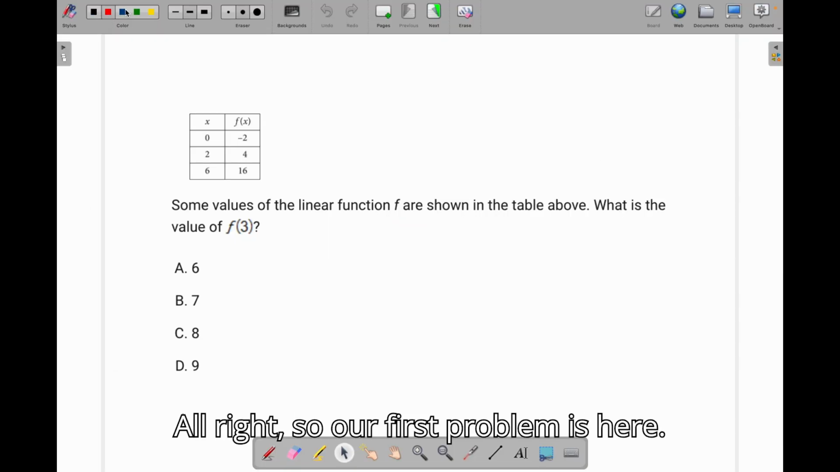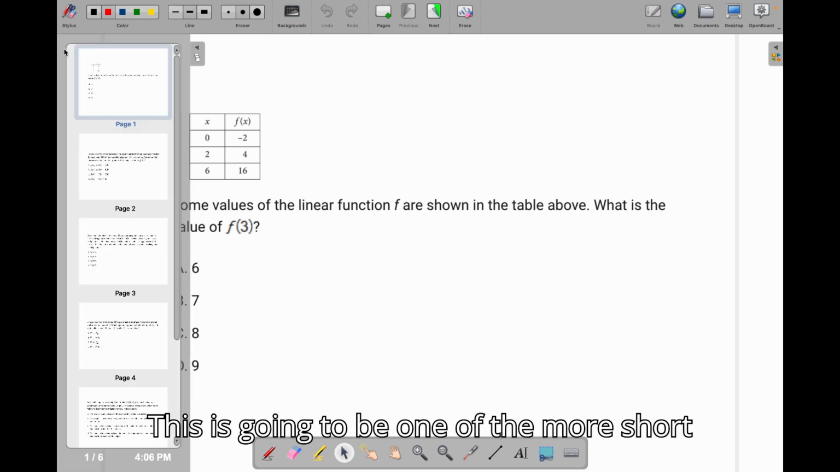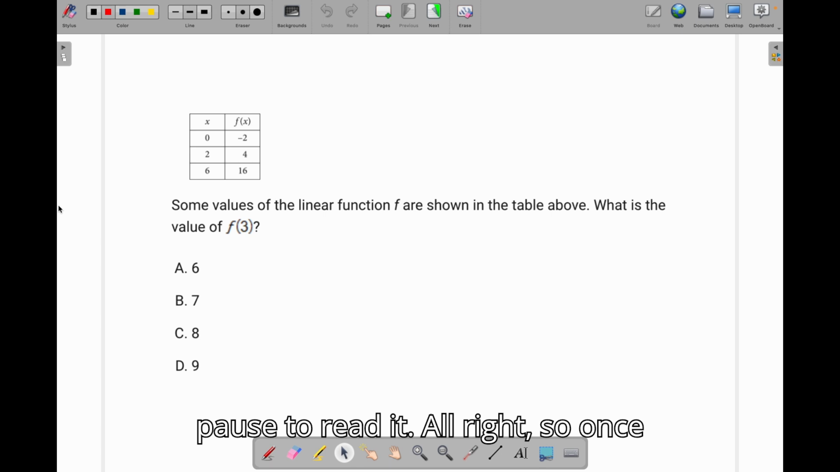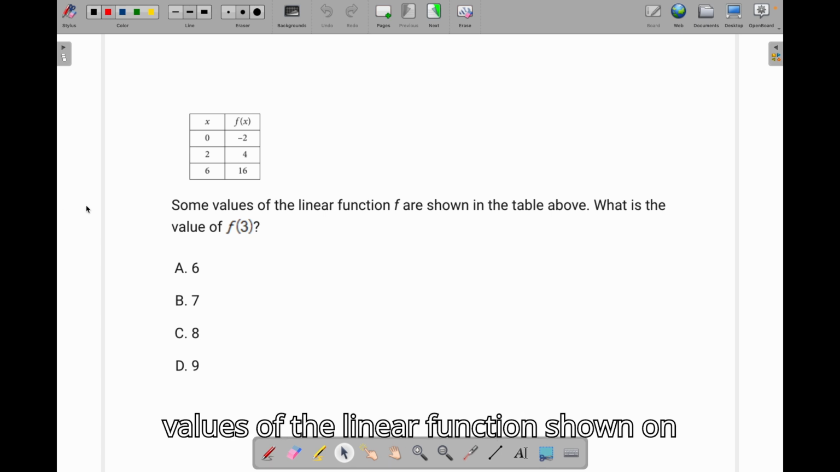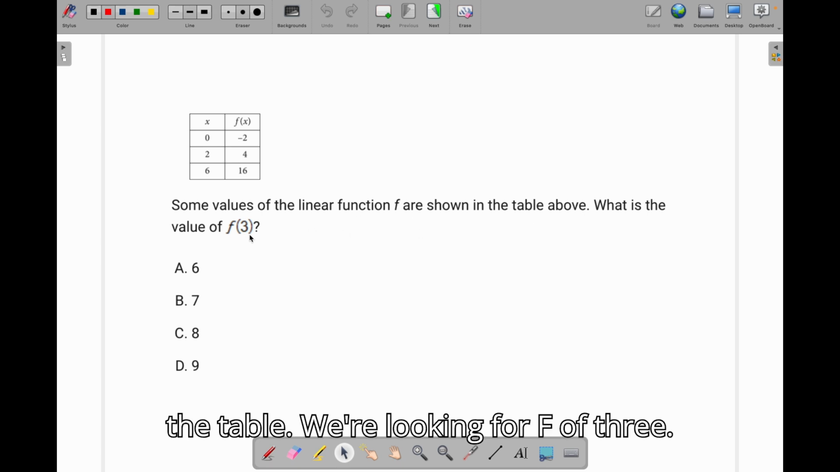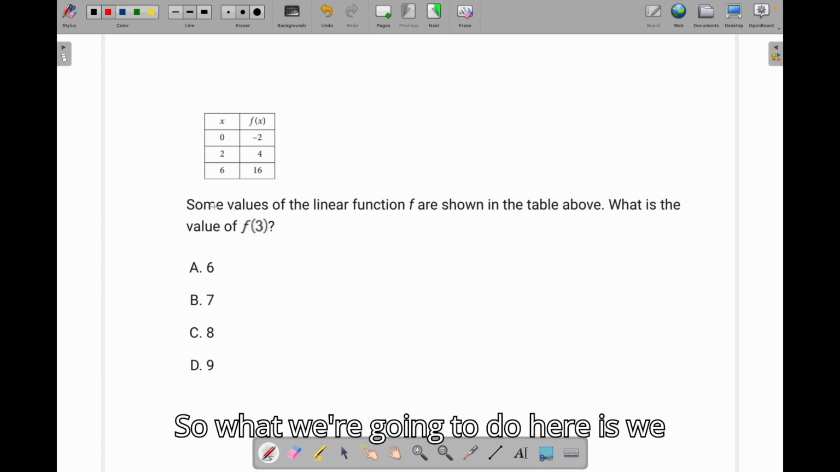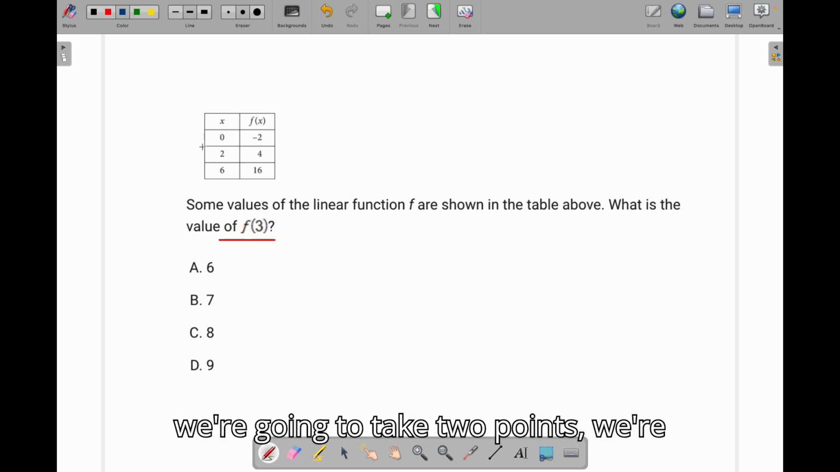All right, so our first problem is here. This is going to be one of the more short answer problems involving a table. So pause to read it. All right, so once you pause, let's get into this. So some values of the linear function are shown on the table, and we're looking for f of 3. So what we're going to do here is we need to determine an equation from this, and we can figure out slope. So we're going to take 2 points.